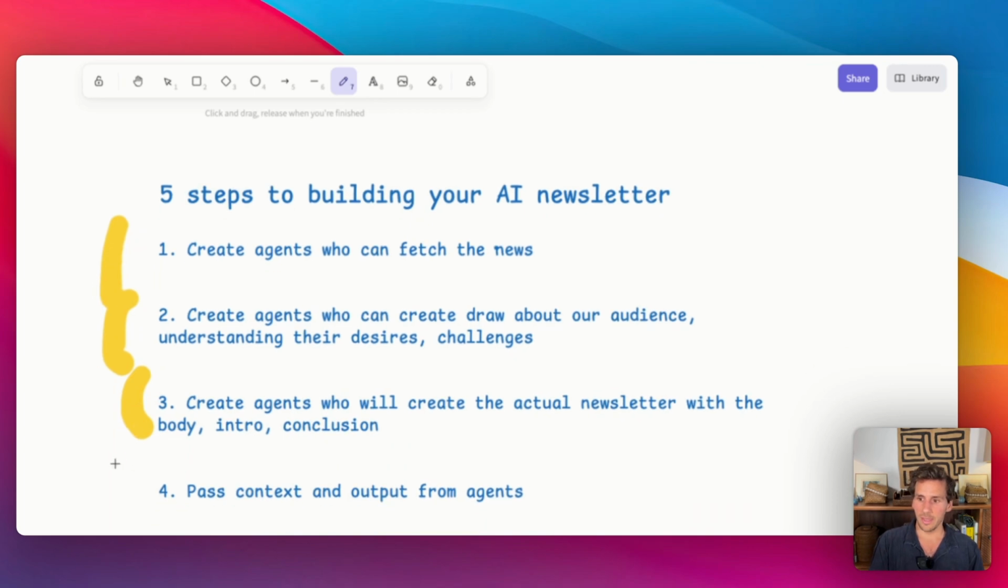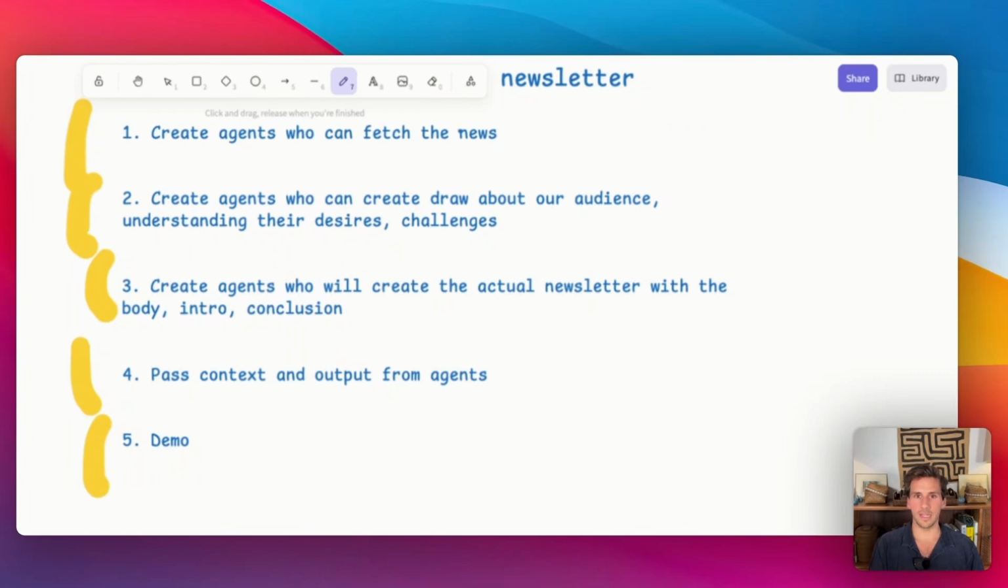And then step 4, we're going to be passing all the context and the output from the different agents so that they can actually communicate together properly. And finally, step 5, I'm going to give you a demo showing you exactly how you can interact with that root agent that I mentioned. And along the way, I'm going to give you some best practices on prompting and orchestration of agents. All right, so let's dive back into the code.